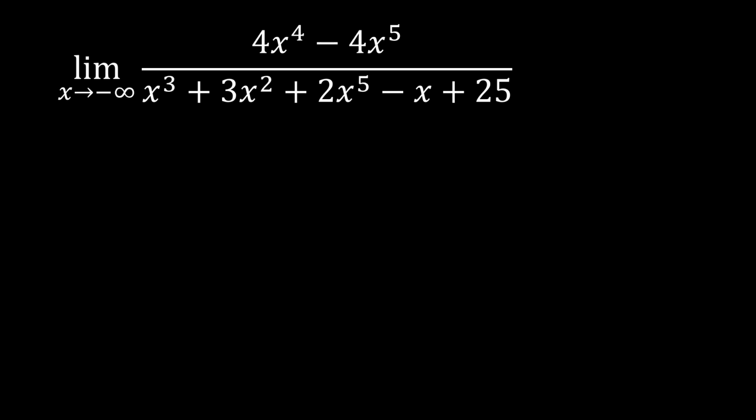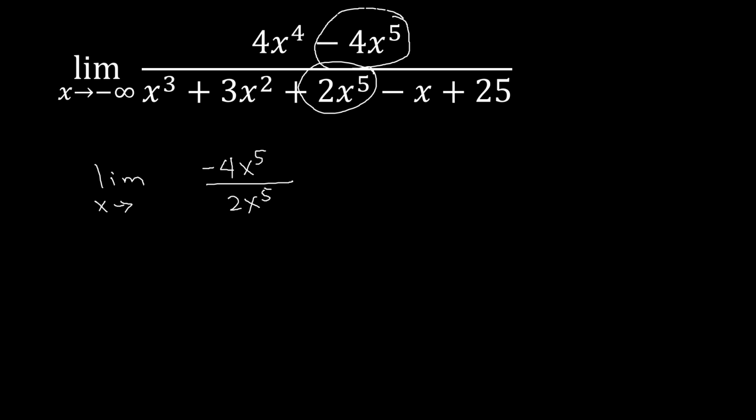At the top, we are locating our highest exponent term. We have that entire negative 4x to the power of 5. At the bottom part, we have 2x to the power of 5. And then we get our limit as x approaches negative infinity. Since our exponents are equal, automatically we will be getting the numerical coefficients of the terms. So we have negative 4 over 2, or this is simply equal to negative 2.